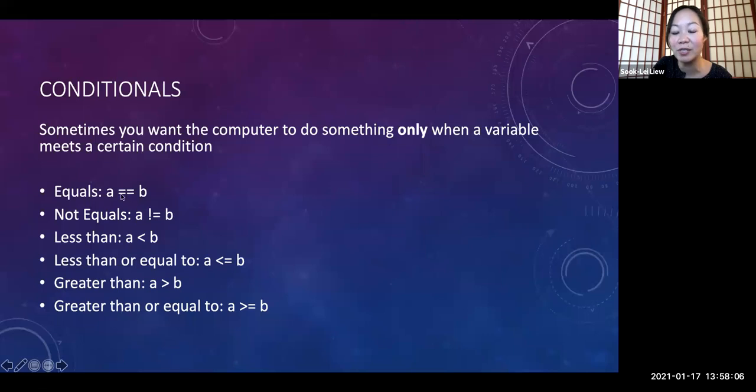So 2 equal signs means if A equals B. Exclamation point and an equal sign means if A does not equal B. This exclamation point means not. Less than and greater than, I think you're familiar with. Less than or equal to would just be the less than equal sign, and vice versa. So hopefully these aren't that new to you. Maybe the double equals and the not equals are a little bit newer. But these are essentially things when you want the computer to do something only when it meets a certain condition.